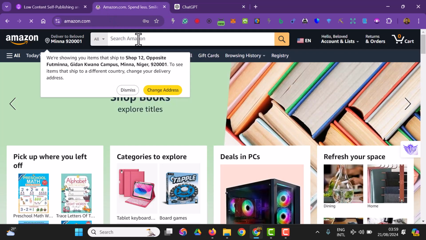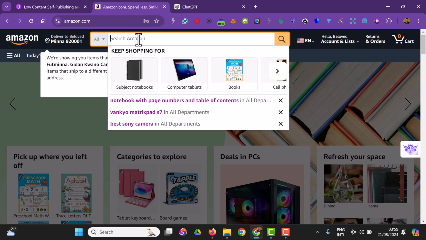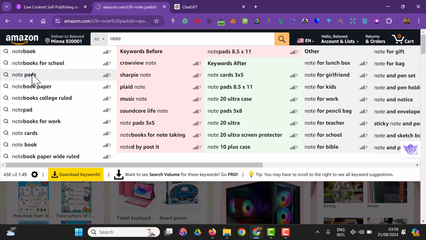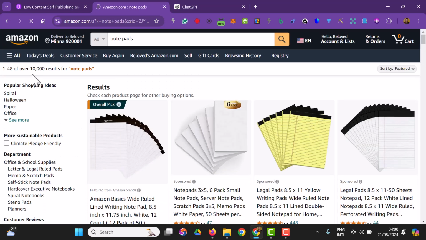All we want to do is look for notepad. You can look for notes, notebook, notepad. So let me look for notebook and see the different searches related to notebook and notepad. See, notepads right here. Let's look for notepads and see what that would be. And we have different notepads right here.